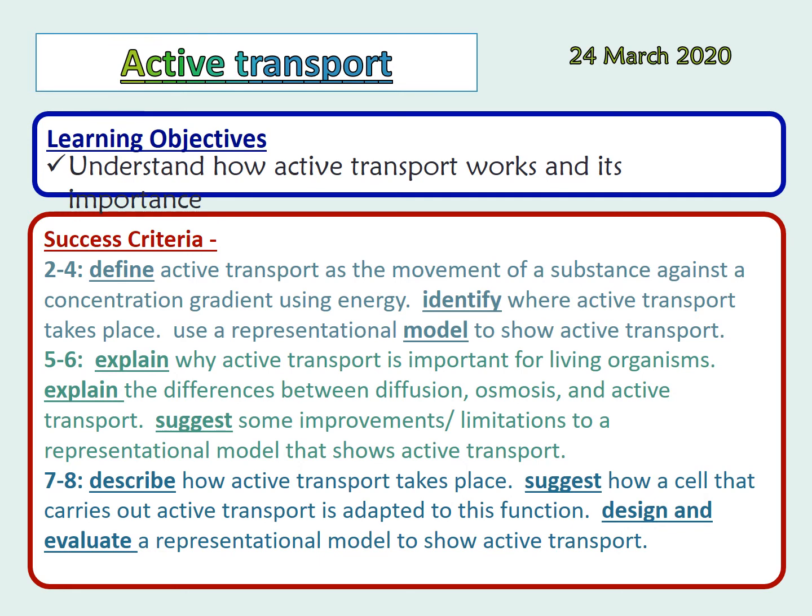So what we're going to be looking at is, as I say, active transport, and we need to understand how active transport works and why it is important. So the same as with diffusion and osmosis, the mechanism of how it works, and then why it's so important. So where does it happen in cells and why is that important?